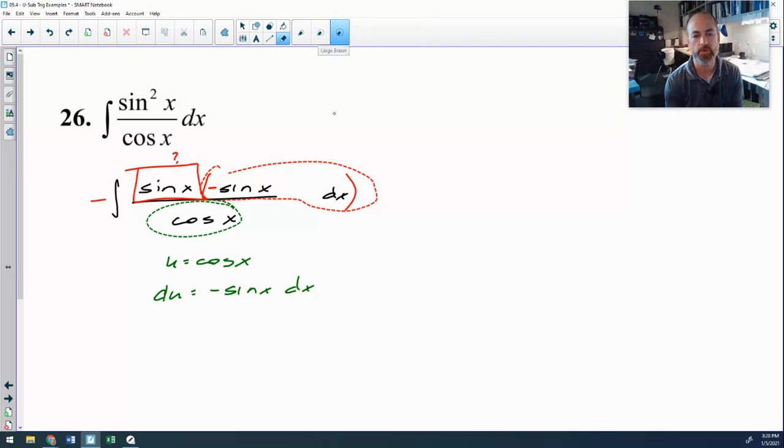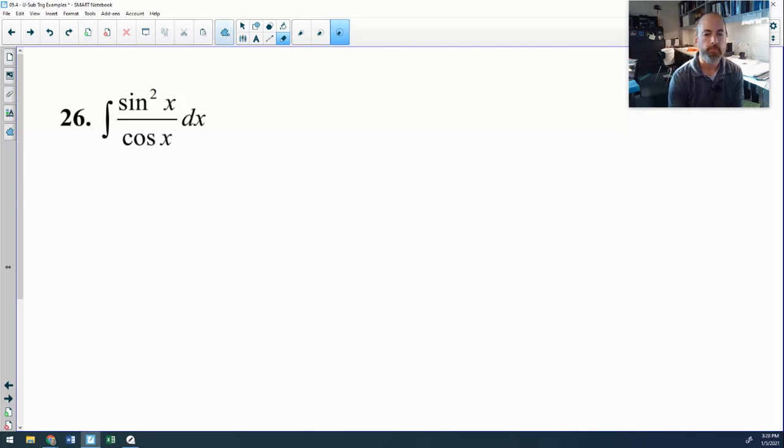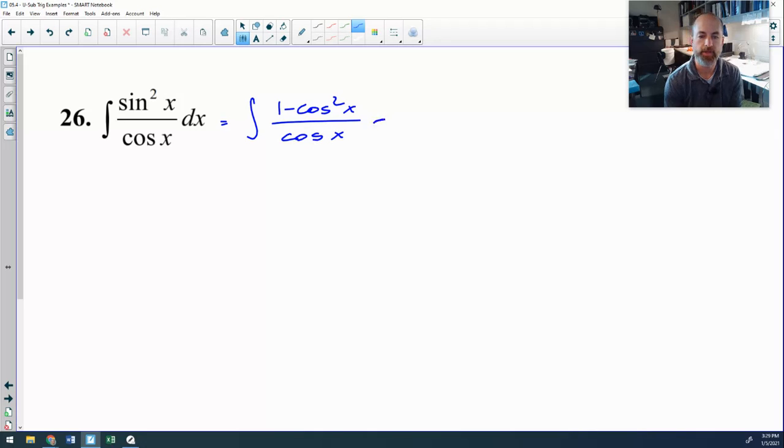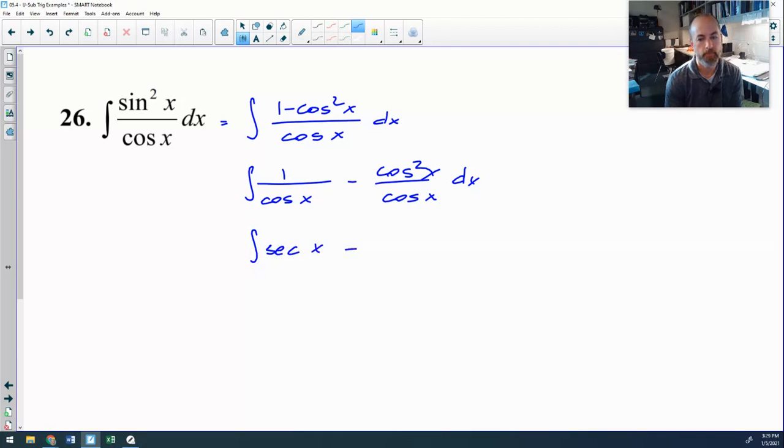So this is going to be another one where we use identities to clean it up. In this problem, what we're actually going to do is replace sine squared with 1 minus cosine squared, just your Pythagorean identity. 1 minus cosine squared x over cosine x. And then we can split that fraction into 1 over cosine and cosine squared over cosine. So we have 1 over cosine x minus cosine squared over cosine x. I'm going kind of fast here. 1 over cosine x is secant x. Cosine squared over cosine x is cosine x.